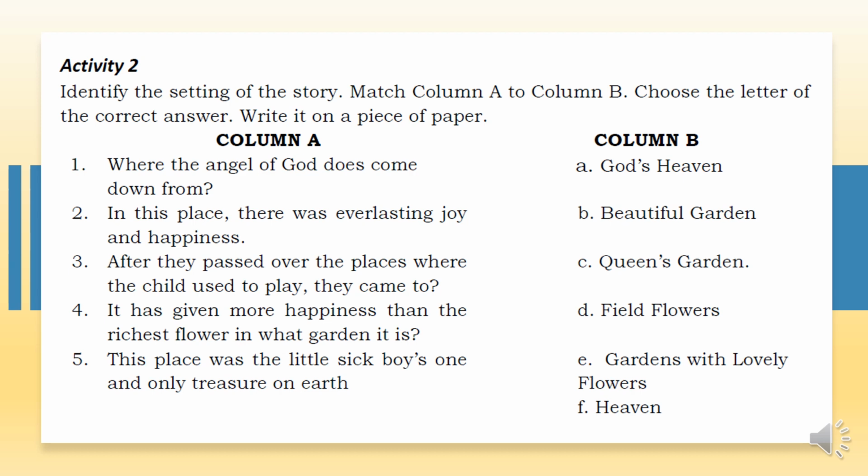So here are the choices for column B. A. God's heaven. B. Beautiful garden. C. Queen's garden. D. Field flowers. E. Gardens with lovely flowers. And F. Heaven.